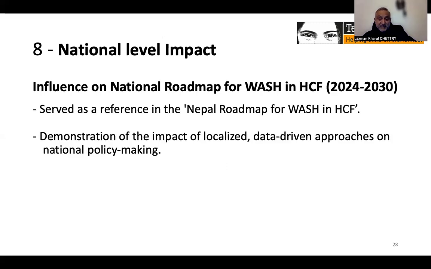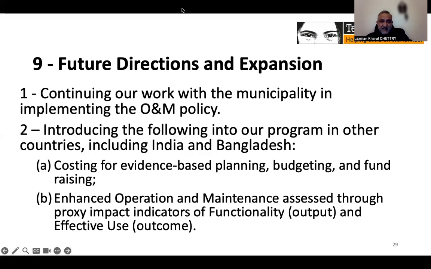National level impact and reference. At the national level, our costing study was one of the 3 references for cost data in the Nepal roadmap for WASH in healthcare facilities. When they were doing the roadmap, they needed a basis for cost. So this can be taken as a demonstration of the impact of localized data-driven approaches on national level policy making. That's how we have been putting it. Now the last slide. Next one is my last slide.